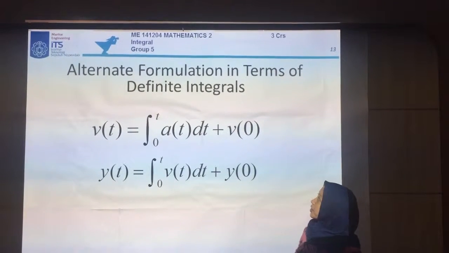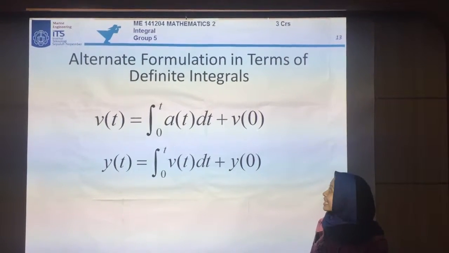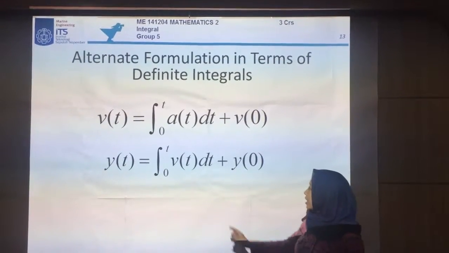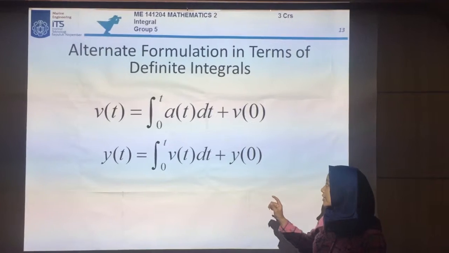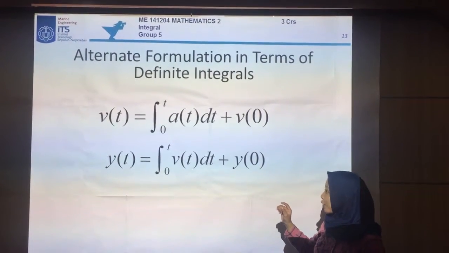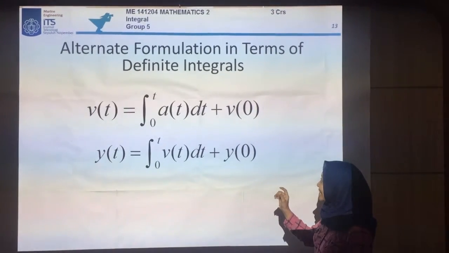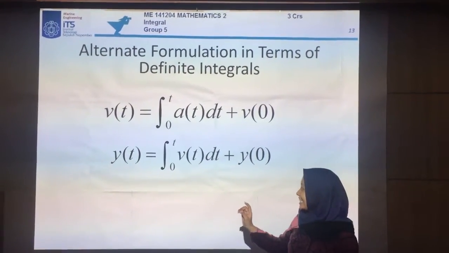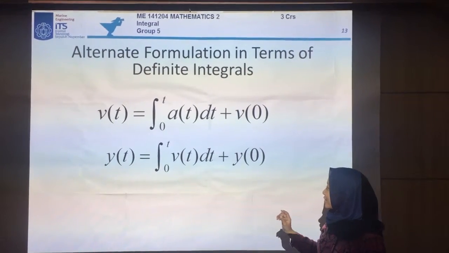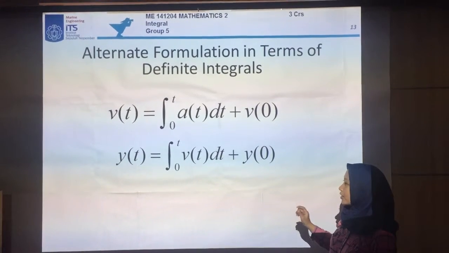And this is the alternate formulation in terms of definite integrals. Phi(t) equals the integral from 0 to t of a(t) dt plus v0, and y(t) equals the integral from 0 to t of phi(t) dt plus y0.